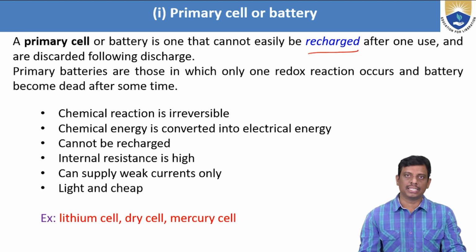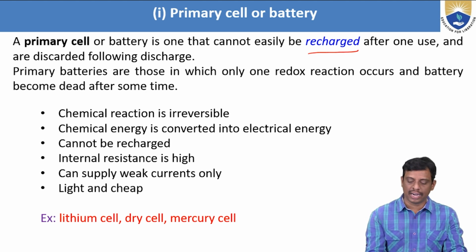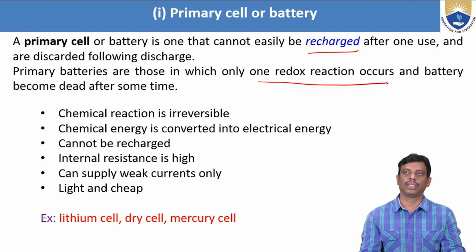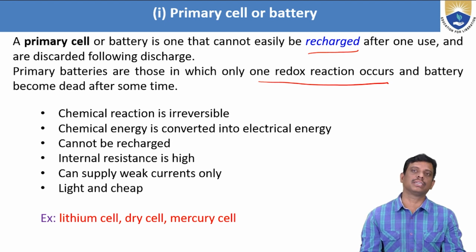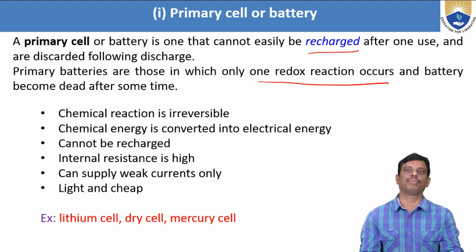That means in the interconnected electrochemical cell, only one redox reaction occurs. Only the forward reaction happens in the electrochemical cell. So after one reaction, the battery is going to be dead. That's why these batteries cannot easily be recharged. Such batteries are considered primary batteries or primary cells.